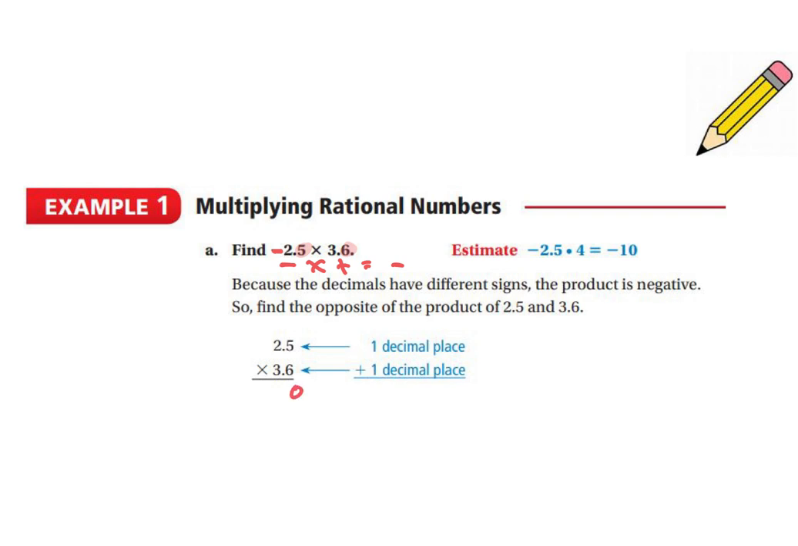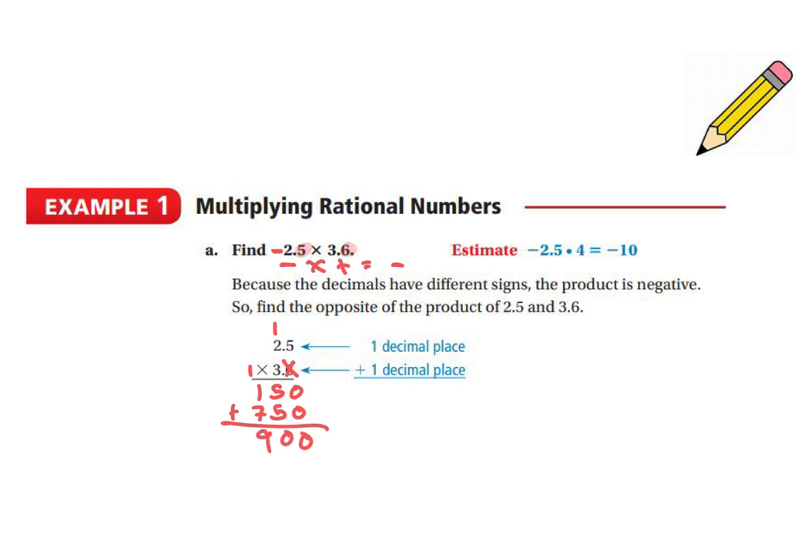6 times 5 is 30. 6 times 2 is 12, and 3 more is 15. Now I'm done with the 6, so I put a placeholder in. 3 times 5 is 15. 3 times 2 is 6, and 1 more is 7. Now I'm going to add these up.